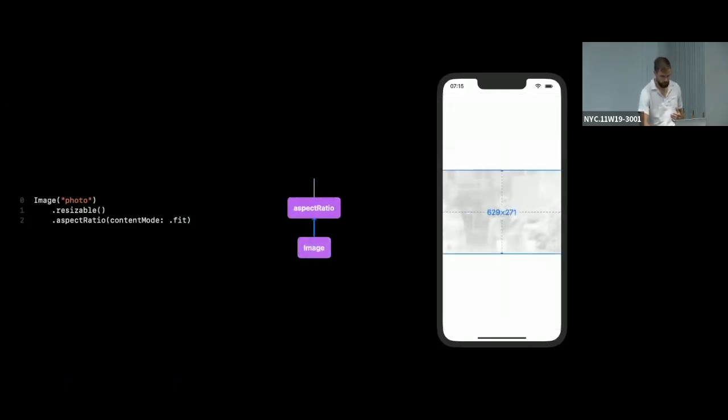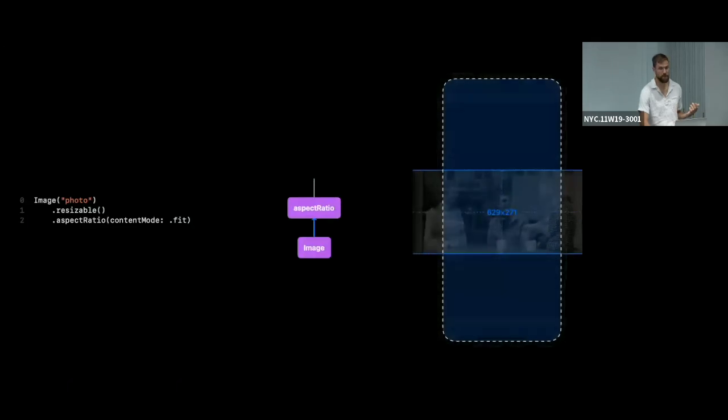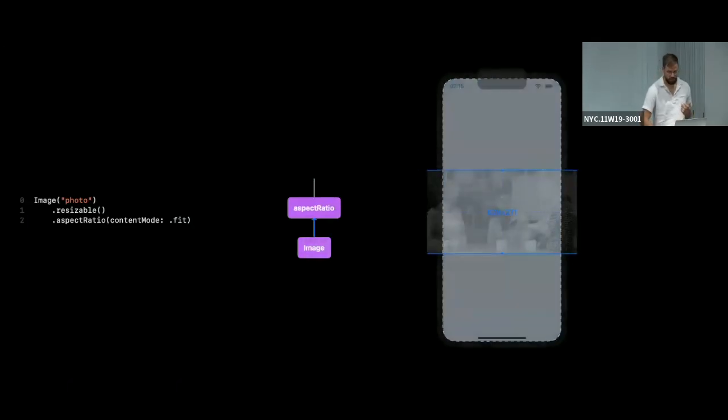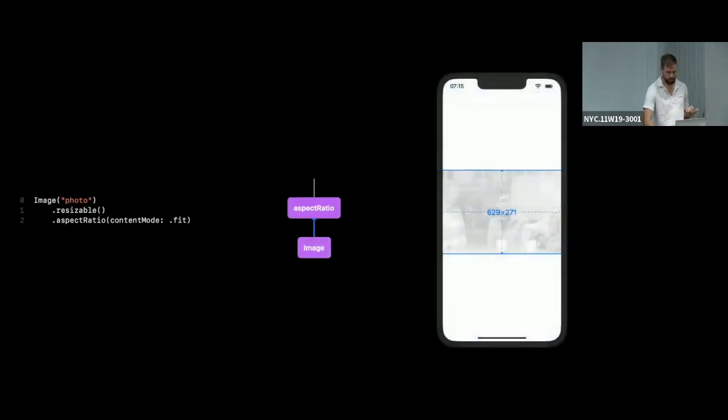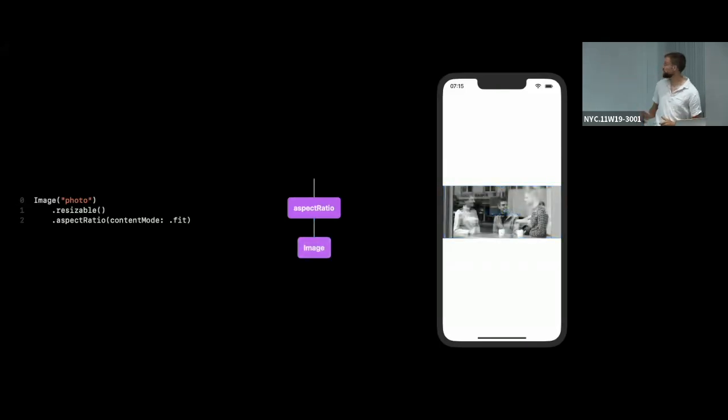Here we have the photo, and we can see this really stretches beyond the bounds of the simulator. The photo says, this is my ideal size. The aspect ratio then takes the proposed size, fits a rectangle inside, and proposes that again to the resizable image. And that's how the image now finally displays full width entirely on the screen, bounds to bounds.